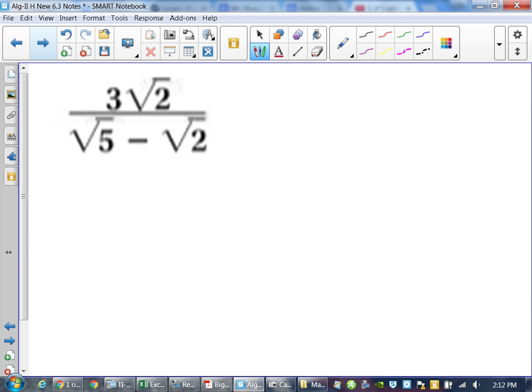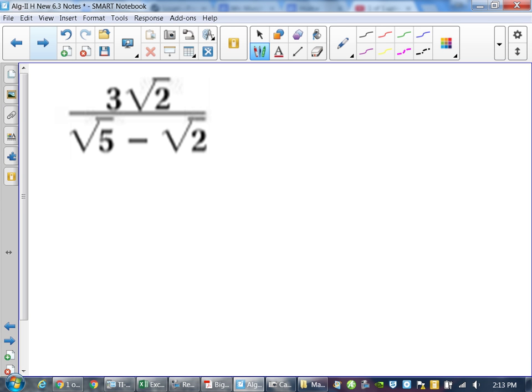Do we like radicals in the denominator? No. So we need to rationalize. Just like we did when we rationalized denominators when we had imaginary values, we had something like 2 over 3 plus I. We had to get rid of the I value. And what we did to do that is we multiplied by its conjugate. Conjugates create differences of squares. So the conjugate of 3 plus I was 3 minus I.